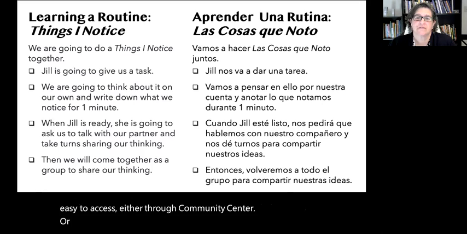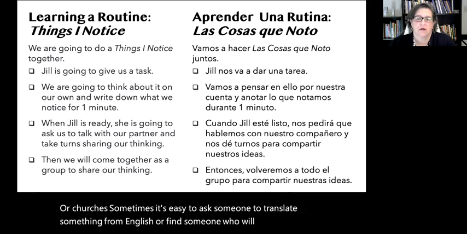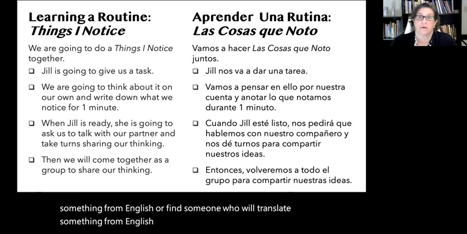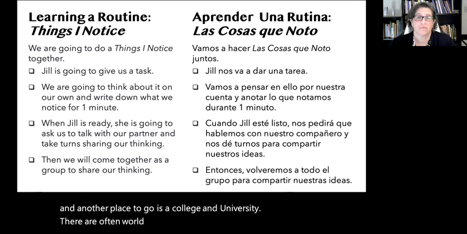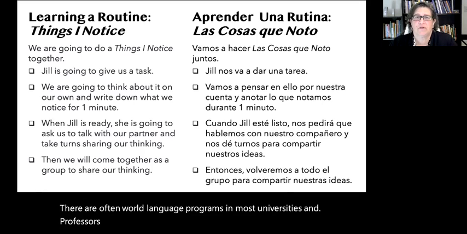Sometimes it's easy to access either through a community center or churches. Sometimes it's easy to ask someone to translate something from English, or find someone who will translate something from English into a language that our students speak. And another place to go is a college or university. There are often world language programs in most universities, and professors are usually pretty willing to translate something if they know that it's to help children.